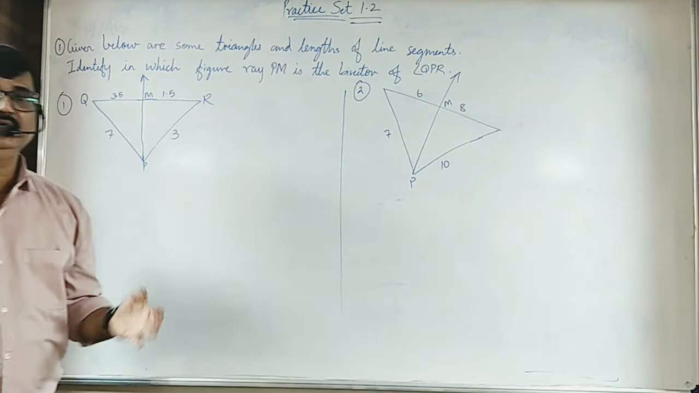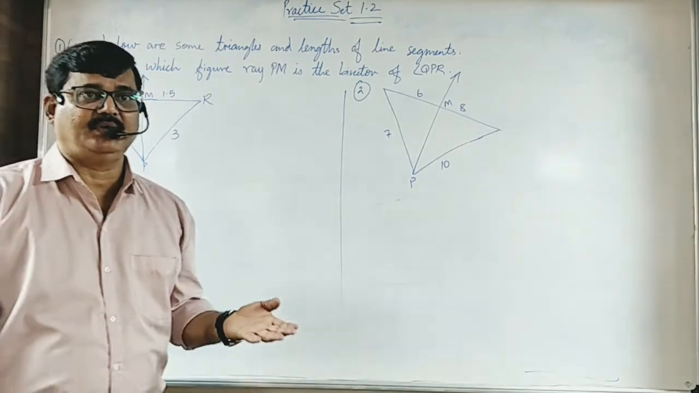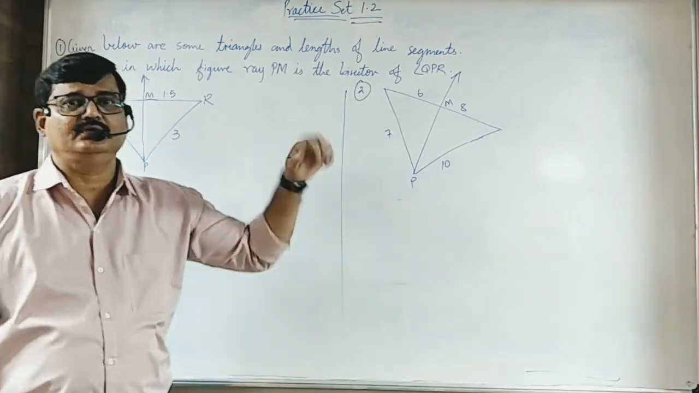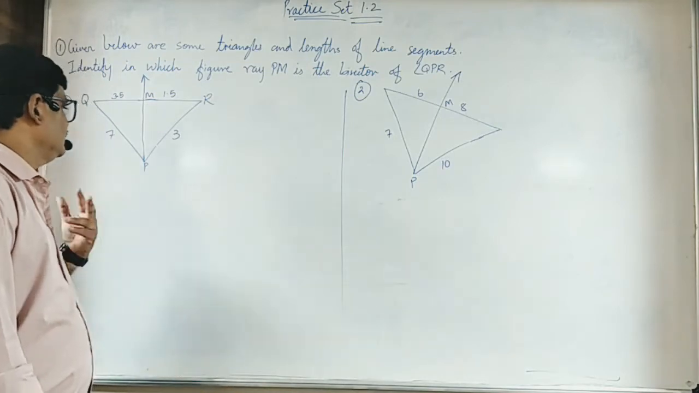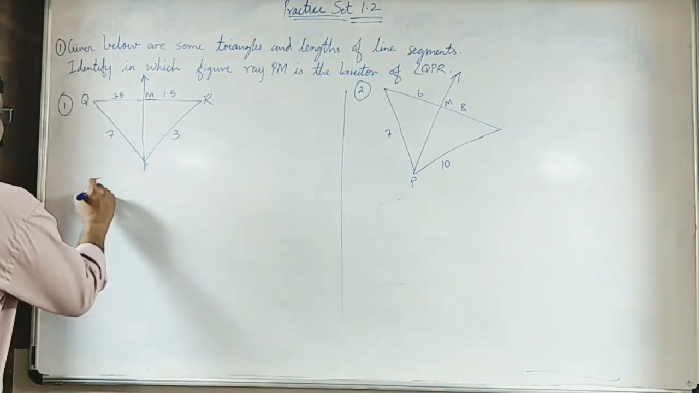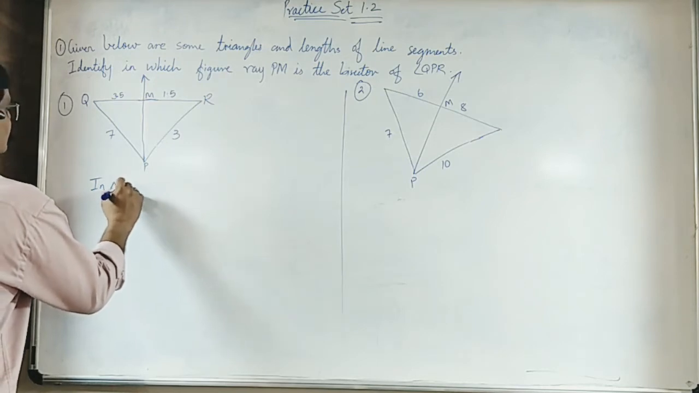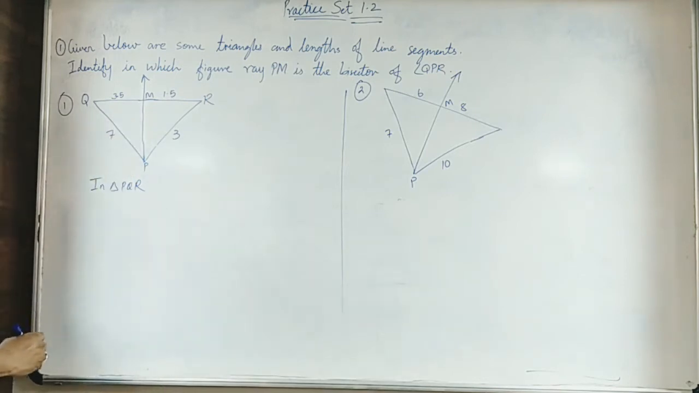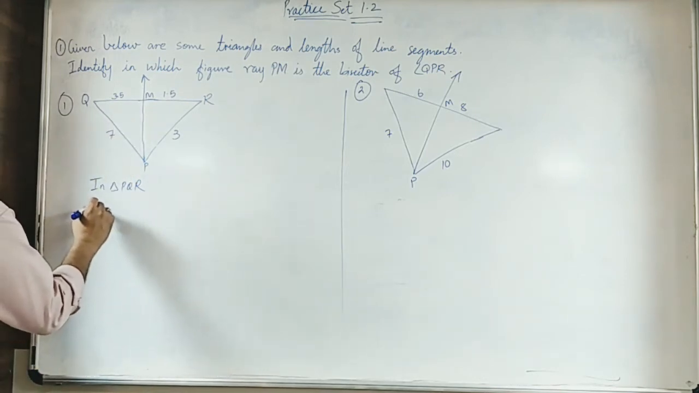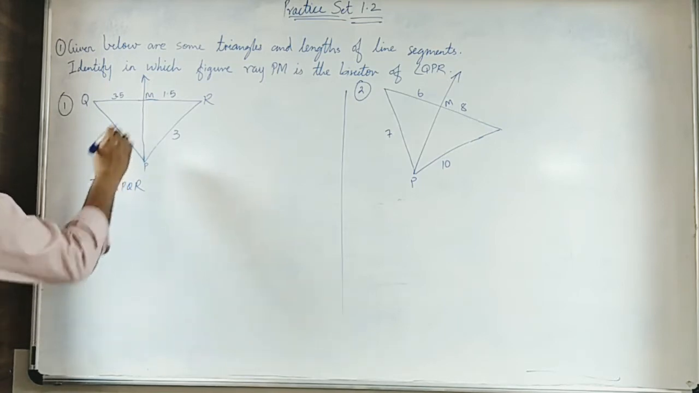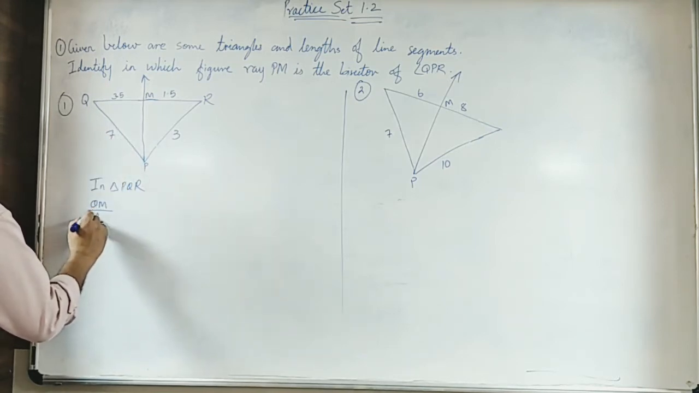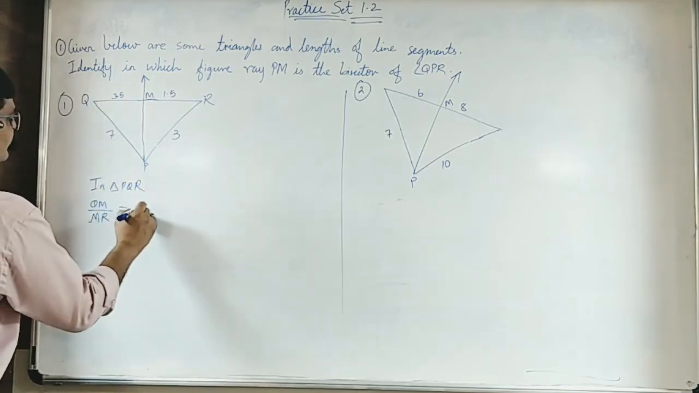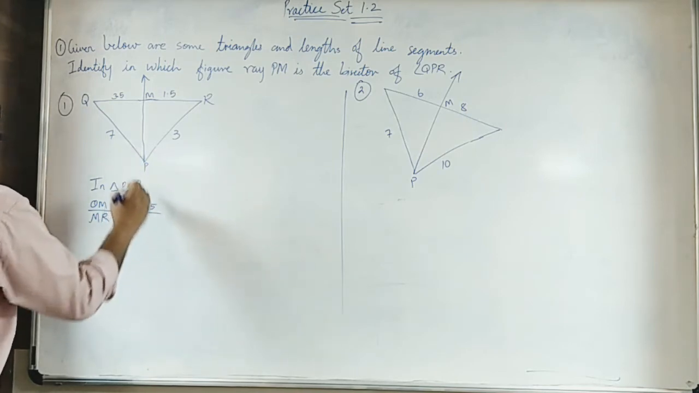In the first sums, it was given that it was a bisector, and you had to get the ratio and get the answer. But now they are asking whether it is a bisector or not, and you have to prove it. So what we have to do here is simple. I'll write: in triangle PQR, can I have the ratios coming up? Here in this case, QM upon MR. Now what is QM upon MR? The value of QM is 3.5 and the value of MR is 1.5.